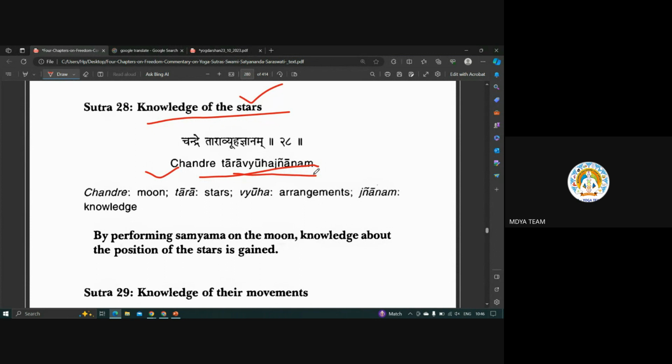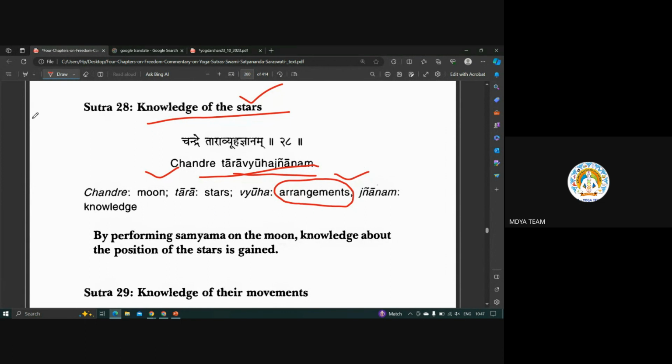Sorry, no, it is not moving. It is the arrangement, meaning the distance between the planets. So, how much distance is there between the Earth and the Moon? How much distance between the Moon and the Sun? The Moon and Shanigraha? The Moon and Mercury? That kind of arrangement, the exact location, the yogi will get.